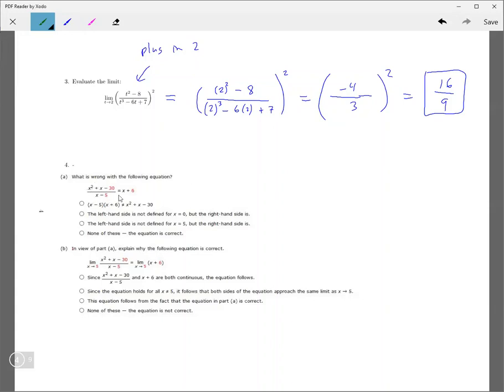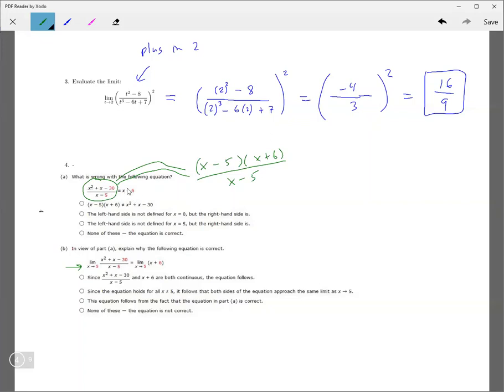This brings up an important point, which is how you handle something like this. What happens is x squared plus x minus 30 factors into x minus 5 and x plus 6, right? So this expression is actually equal to this expression here. Those are equal for sure. And then canceling off the x minus 5s gives you x plus 6.